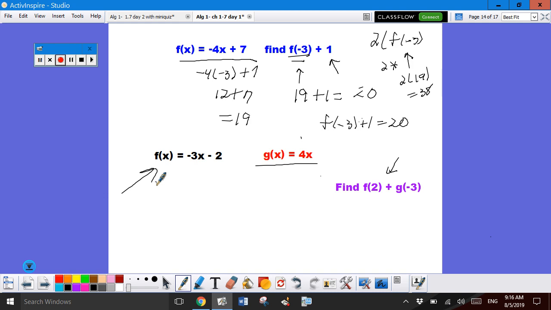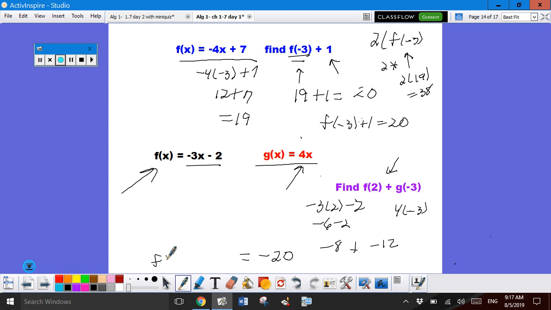Let's try that again. So f of 2, that's going to be this one. So negative 3 times 2 minus 2, negative 6 minus 2, that's negative 8. G of negative 3, that's using this guy. So 4 times negative 3, that's negative 12. So I have negative 8 minus 12, that leads me to a negative 20. So I'm just adding those when I get my answer. So f of 2 plus g of negative 3, that equals negative 20.